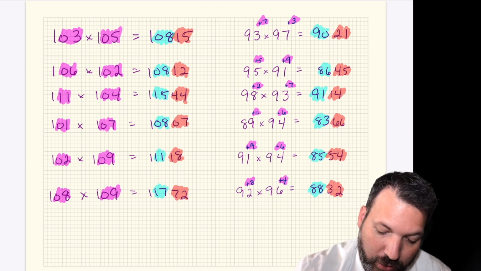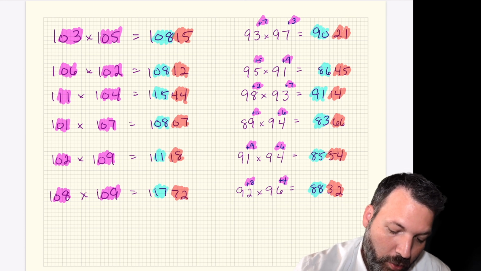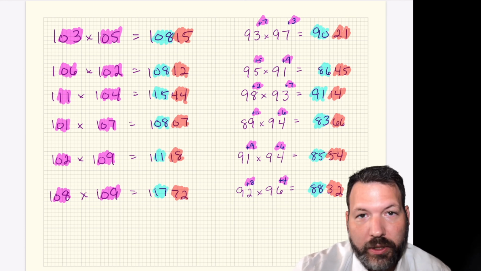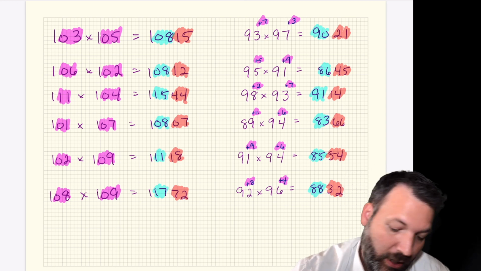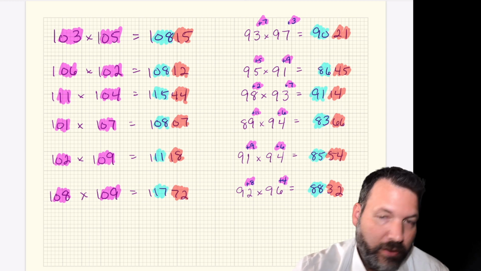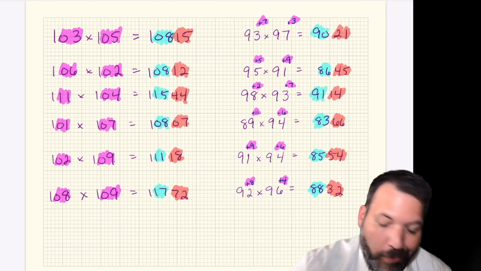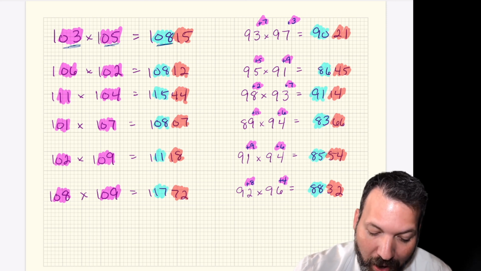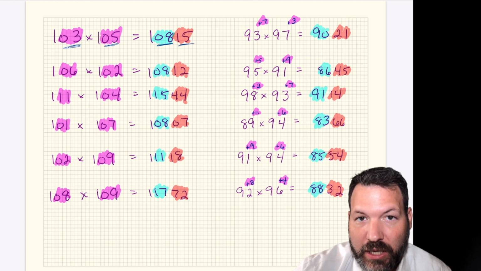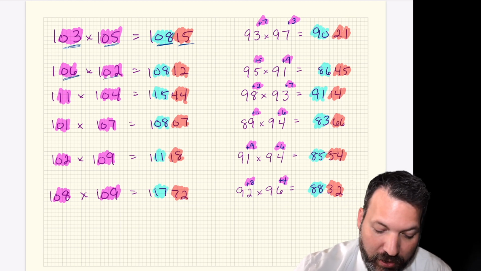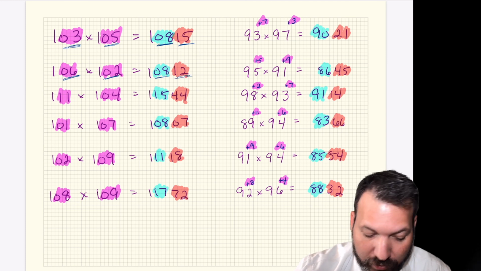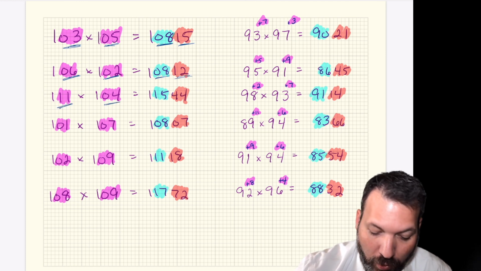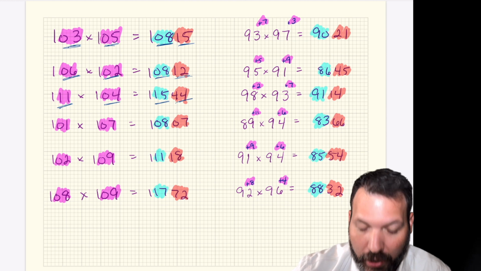The over 100 trick, just over 100 trick, you might list out a bunch of products. 103 times 105 is 10,815. 106 times 102 is 10,812, etc., right? And then you might just start noticing, the 3 and the 5 have a sum of 8, but a product of 15. The 6 and the 2, sum of 8, product of 12. The 11 and the 4, sum of 15, product of 44.